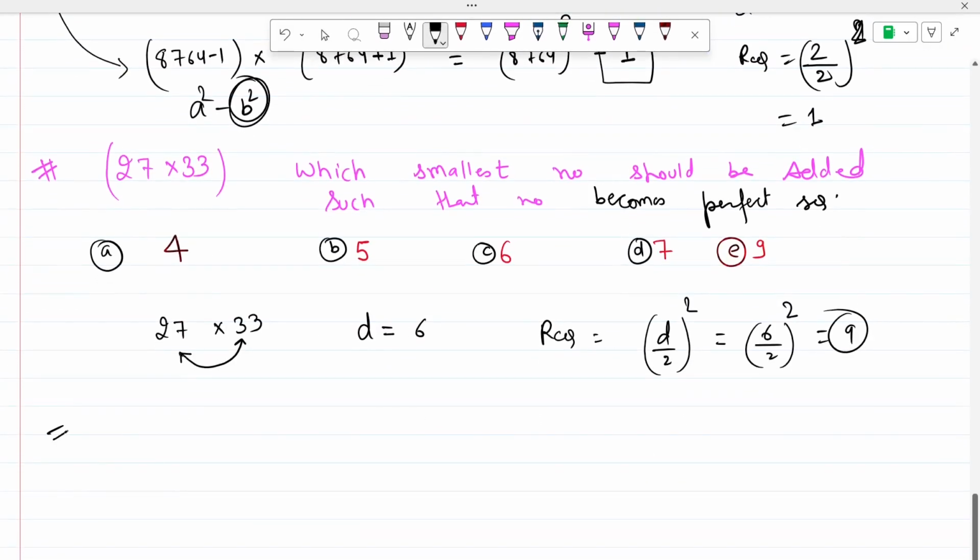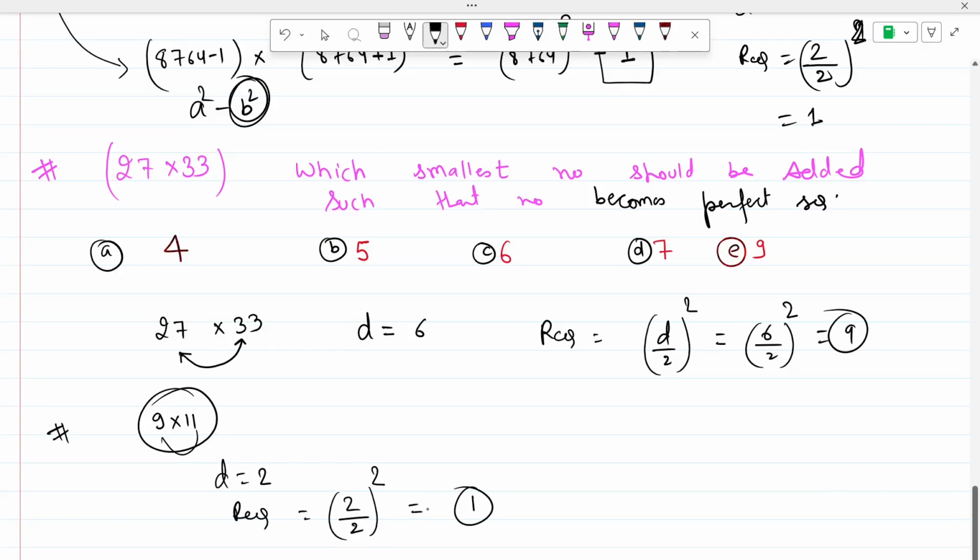Similarly, suppose someone is saying for 9 into 11, what should be added? So what's the difference? The difference is again 2. So the required number will be 2 over 2 and then whole square. So it should be 1. Is that a formula? Not a formula. These are only common observations.